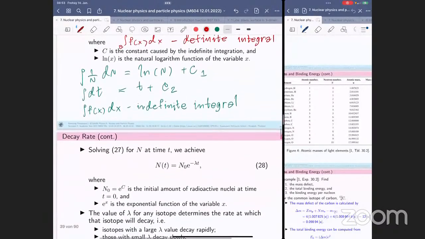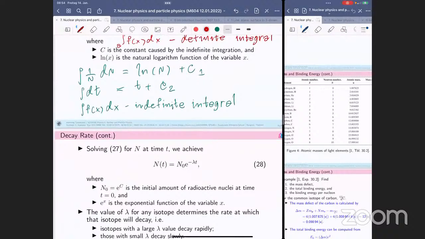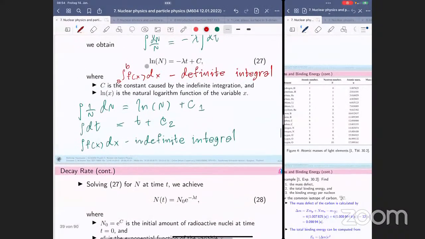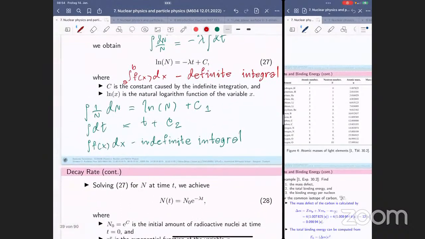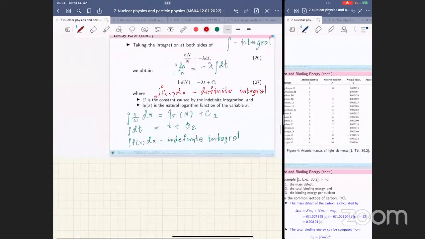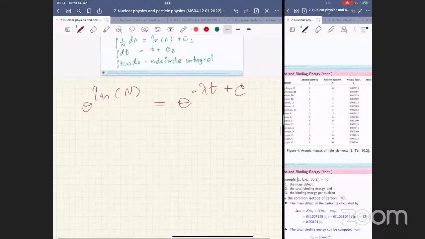And then we can now solve this equation by using the exponential function, right? Once we take the exponential to both sides of this equation, let me write it down on an empty page, right? You have e to the power ln N equal to exponential of negative lambda t plus c. Okay, it's too big, sorry for that.